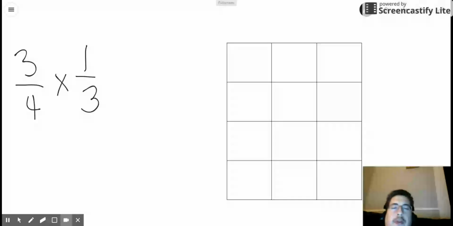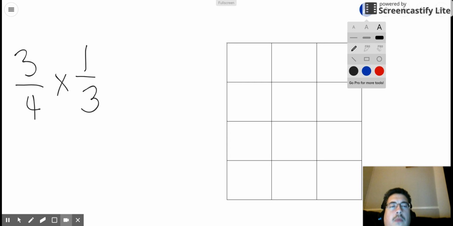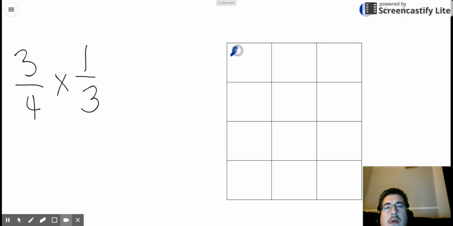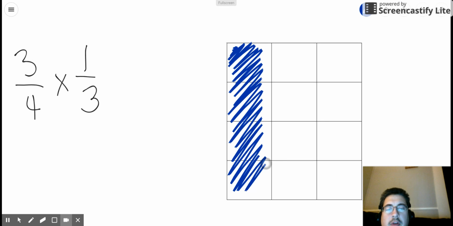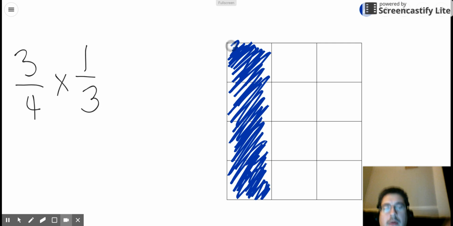So we're going to look at our 1/3, and we're going to note that we have three sections that have been divided into this whole, and we're going to just shade 1/3 of those three sections. So I'm just going to shade in 1/3, so just one of those three sections. And so now we have 1/3.